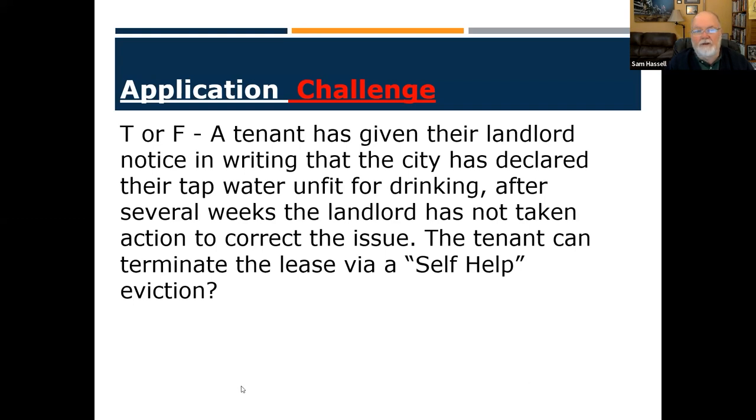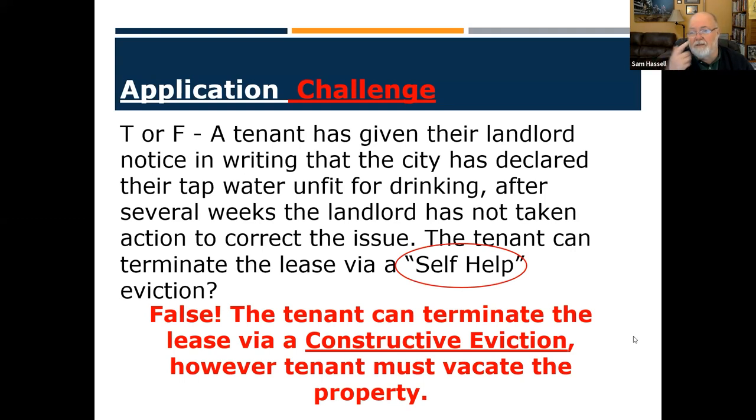Yeah, this is what's called a constructive eviction, right? It's not a self-help eviction. That means that the landlord really just wants them to move because it's inconvenient. So this would be a constructive eviction. And if they do get constructive eviction, they have to leave the property.